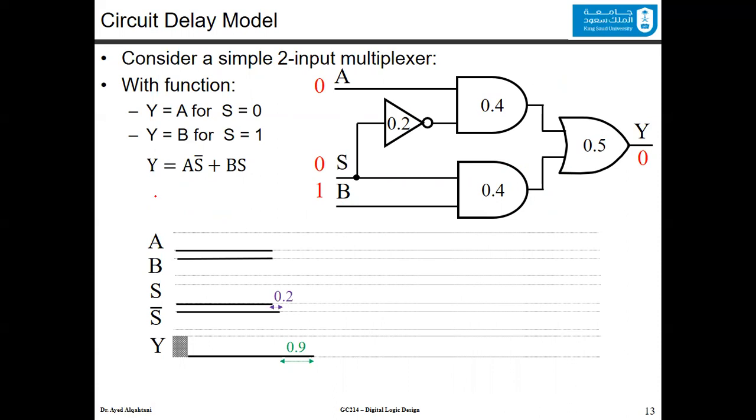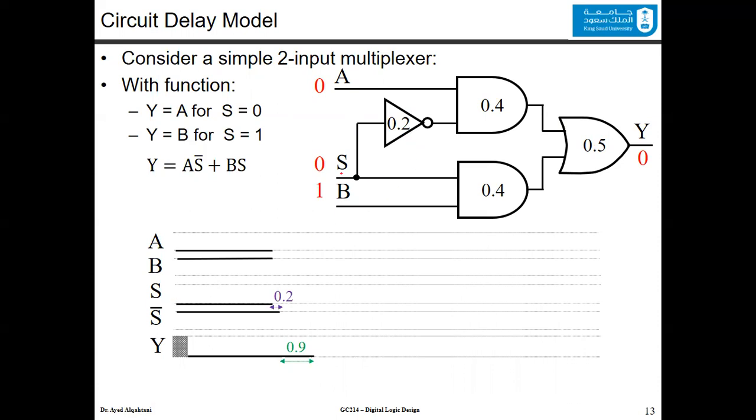Now, what we care about in the discrete event simulation, to see the changes at the outputs, is that we check that using a timing diagram. Now, in the timing diagram, the inputs A and B are 0 and 1, and S is 0, meaning that you need to choose A and pass it to the output. So you can see that the output is 0 following the value of A.